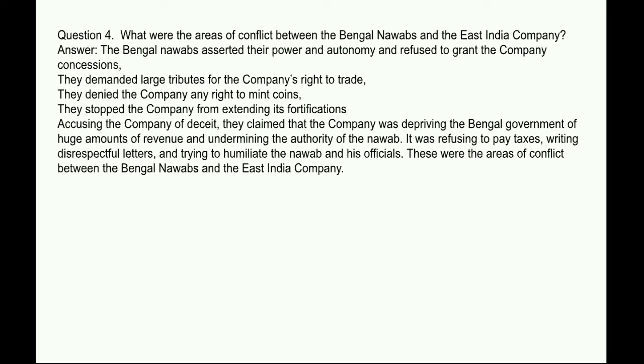They claimed that the company was depriving the Bengal government of huge amounts of revenue and undermining the authority of the Nawabs. It was refusing to pay taxes, writing disrespectful letters, and trying to humiliate the Nawab and his officials. These were the areas of conflict between the Bengal Nawabs and the East India Company.